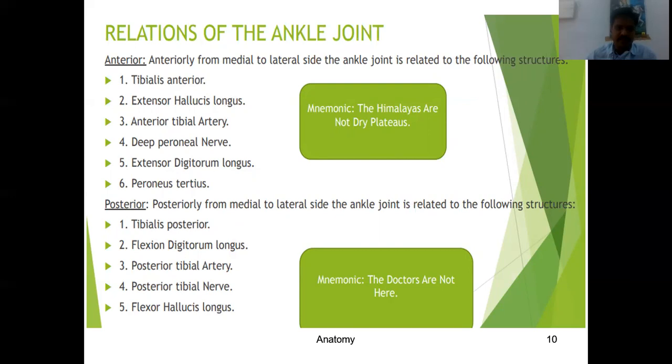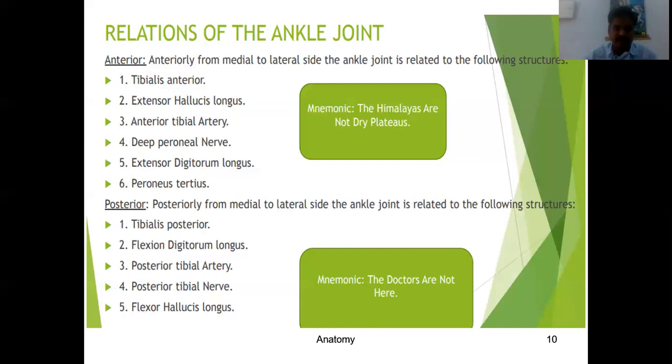The tendons of tibialis anterior, extensor hallucis longus, extensor digitorum longus and peroneus tertius are accompanied by the neurovascular bundle. We have the anterior tibial artery, which accompanies the deep peroneal nerve. Hope you know the fate of the deep peroneal nerve: the anterior tibial artery continues as the dorsalis pedis, and the deep peroneal nerve becomes cutaneous and supplies the skin of the first cleft on the dorsum of the foot. So that's about the anterior relations of the ankle joint.